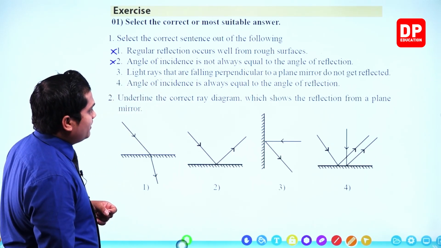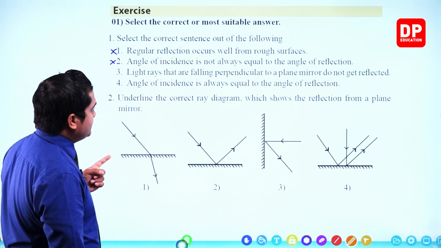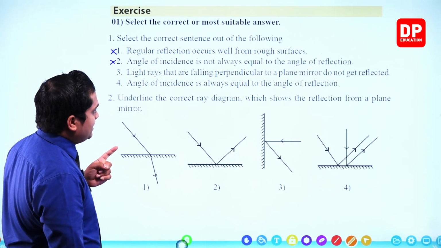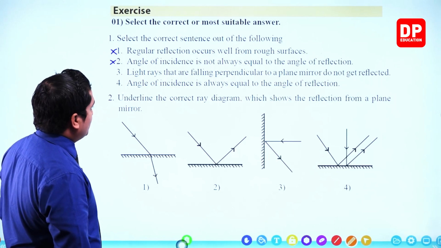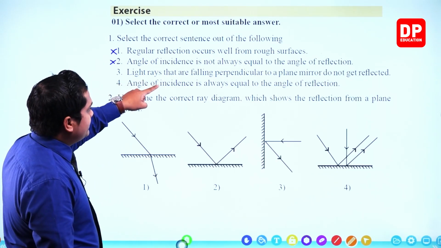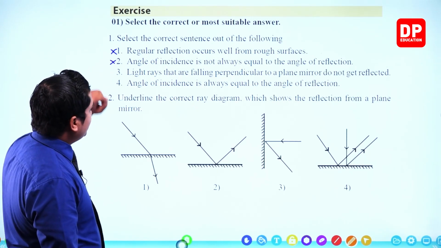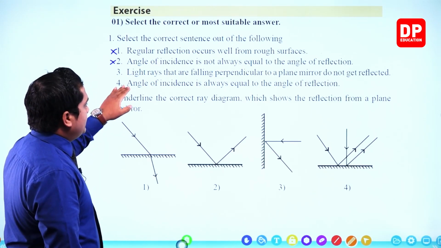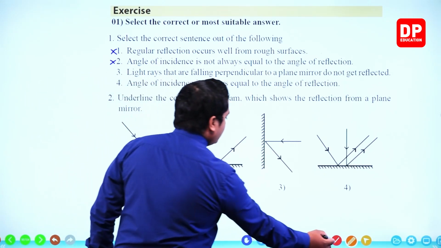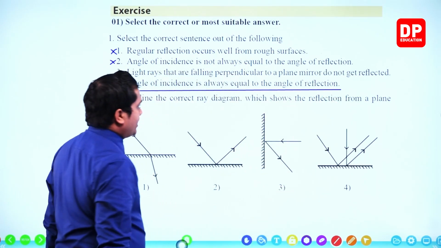Angle of incidence is always equal to the angle of reflection. Right. So, angle of incidence is always equal to the angle of reflection. The opposite of the second sentence means definitely this one should be our answer. This is the correct answer.